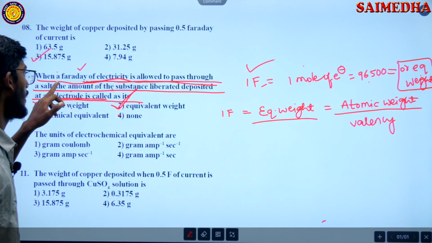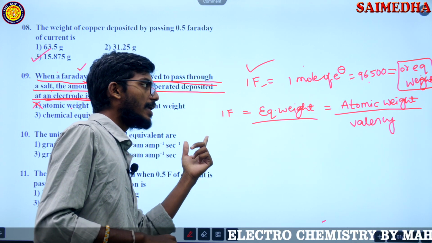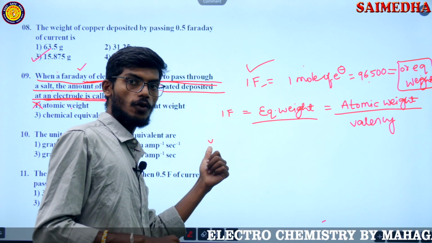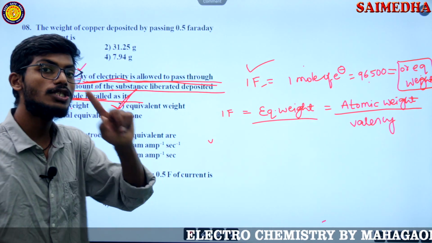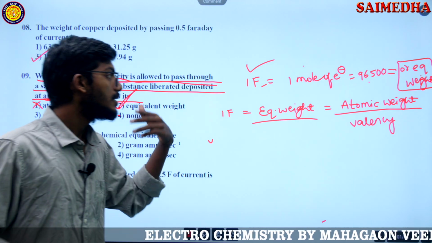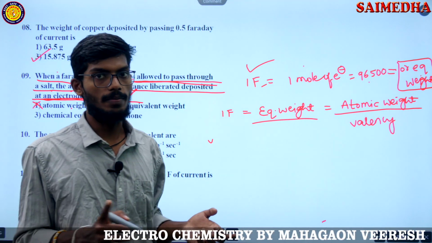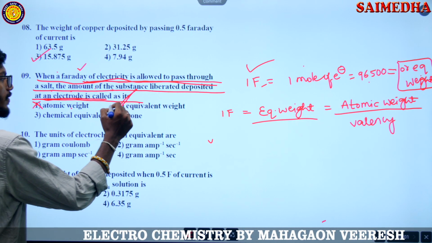So 1 Faraday. If it is asking 2 Faraday, 2 into equivalent weight. If he is asking 3 Faraday, 3 into equivalent weight. If he is asking 4 Faraday, 4 into equivalent weight. If he is asking 0.5 Faraday, 0.5 into equivalent weight. If he is asking 0 Faraday, then 0 equivalent weight. That's it. Okay. Remember.